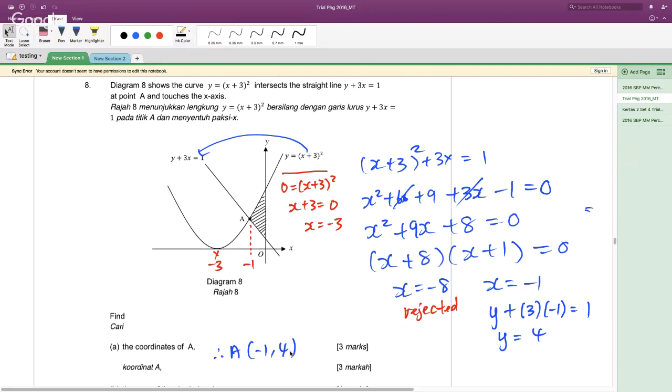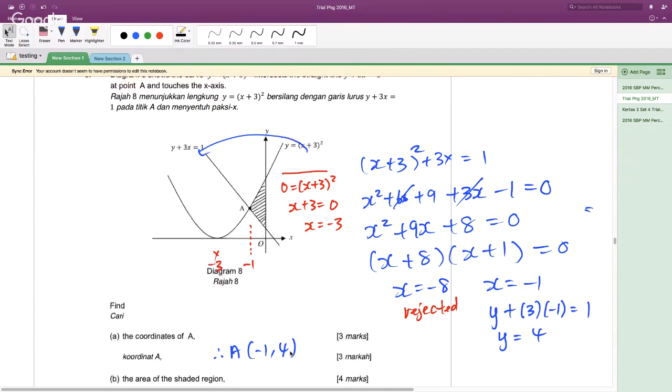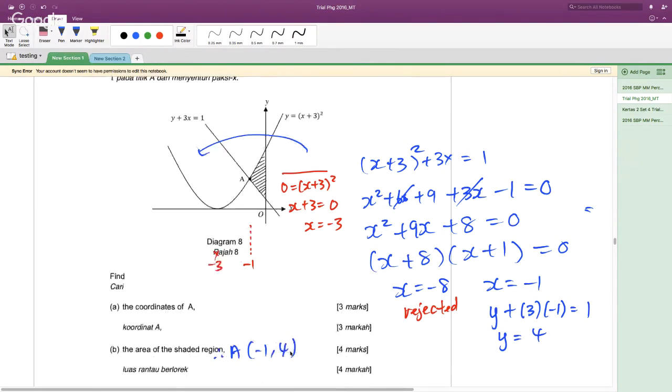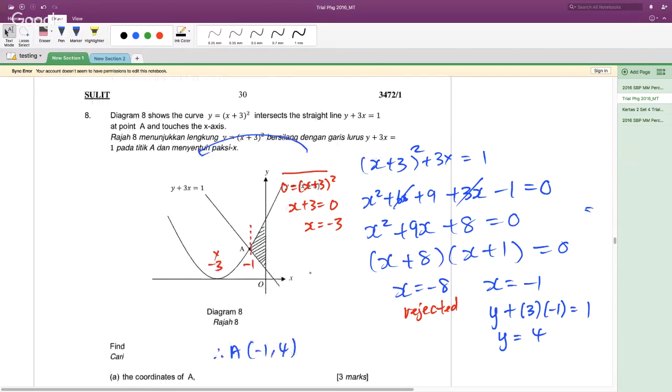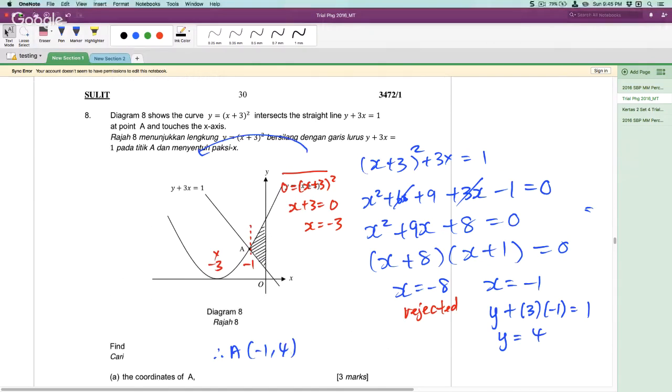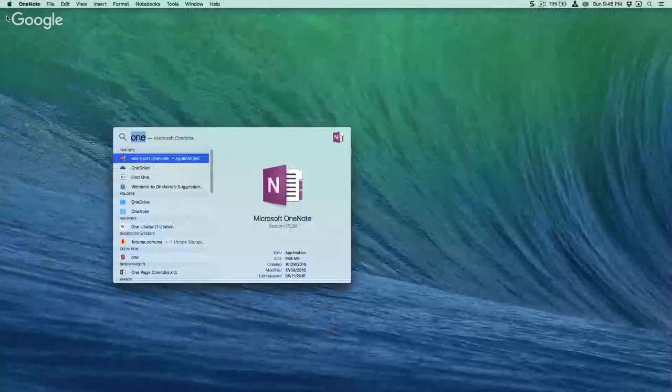So we actually got the coordinate A already. And then for part B, they ask us to find the area of the shaded region. And if you can see, actually, it's hanged already. So yeah, I will need to restart it. Just wait for a while.